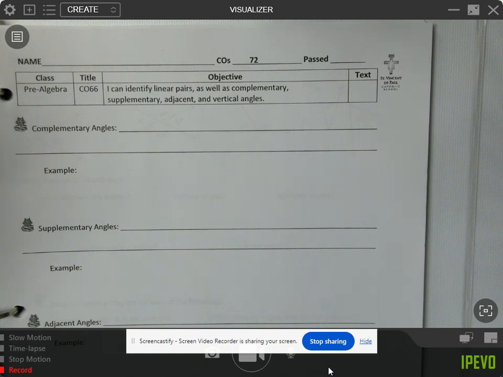Good afternoon. We are continuing on with our measurements and angles. Today we are doing CO66. I can identify linear pairs as well as complementary, supplementary, adjacent, and vertical angles.